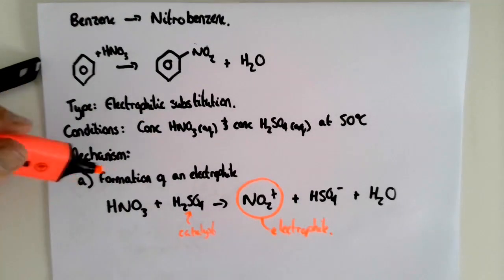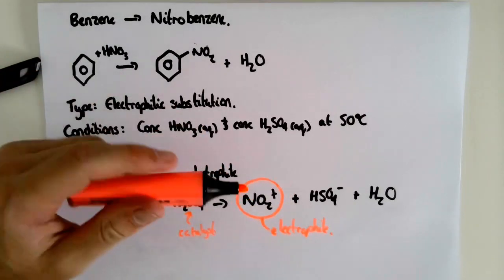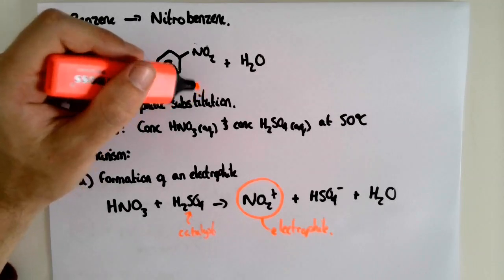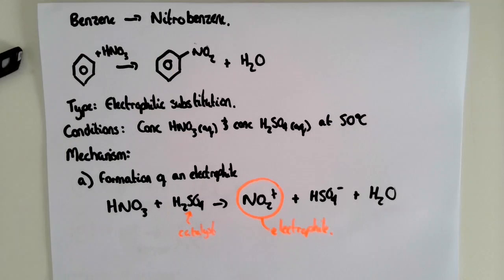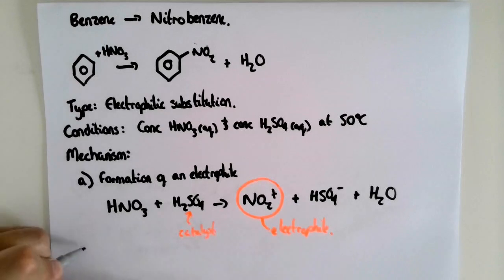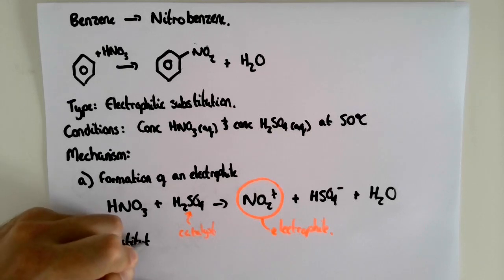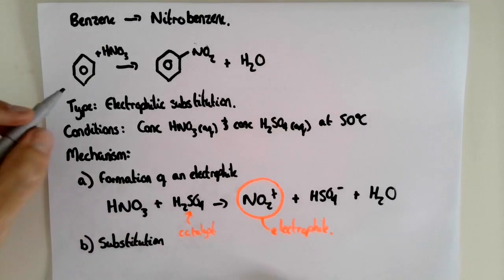So that's the first step of my mechanism, is forming this as an electrophile here, which is then, so the type of mechanism is called electrophilic substitution. So this electrophile is going to be substituted into the benzene ring here. So once I've made my electrophile, second part of the reaction is substitution. So this is the key part. Substitution, where my electrophile gets substituted into my benzene ring.